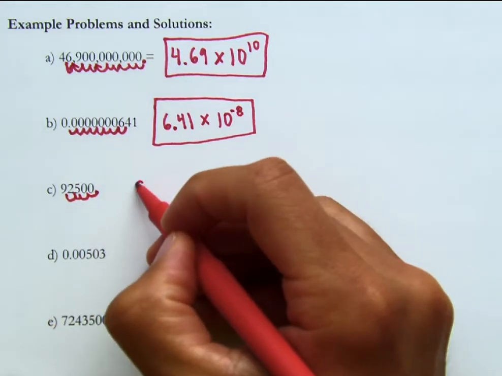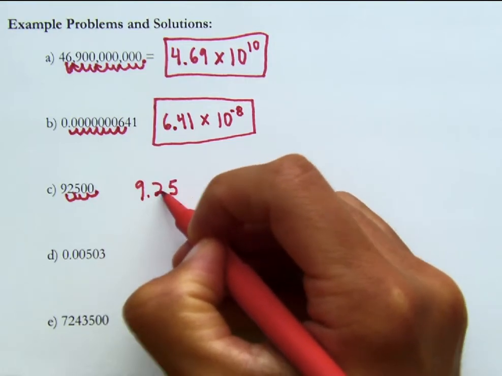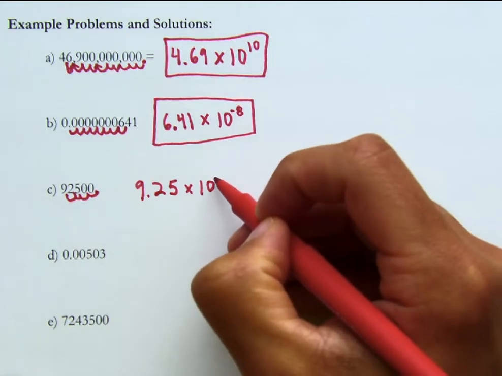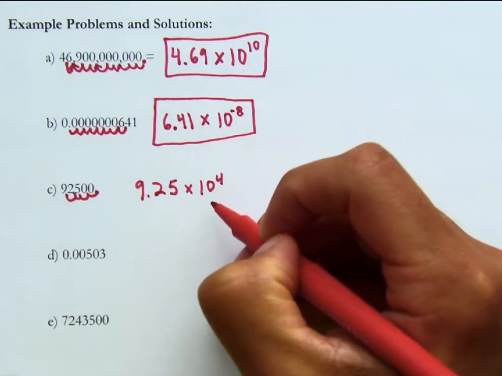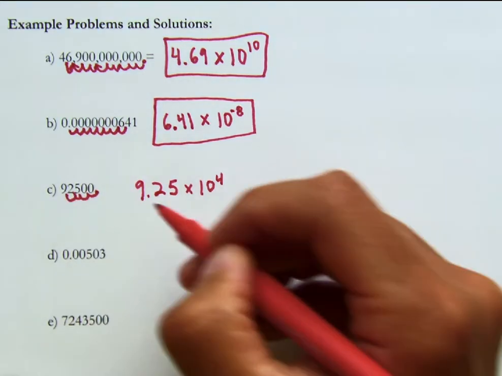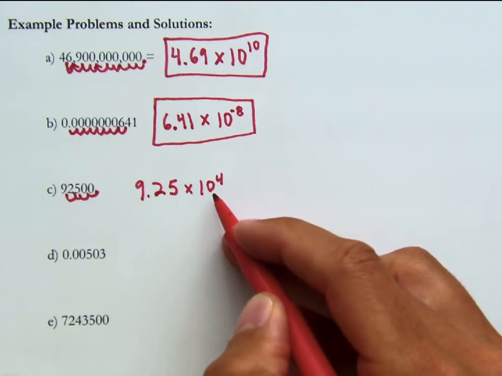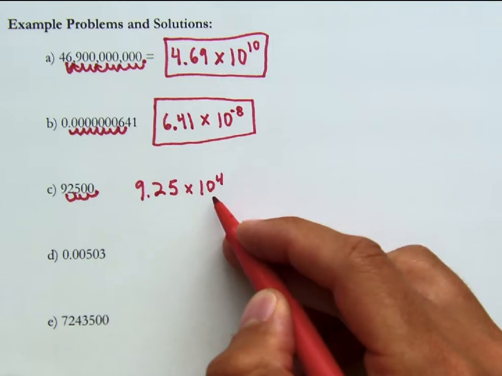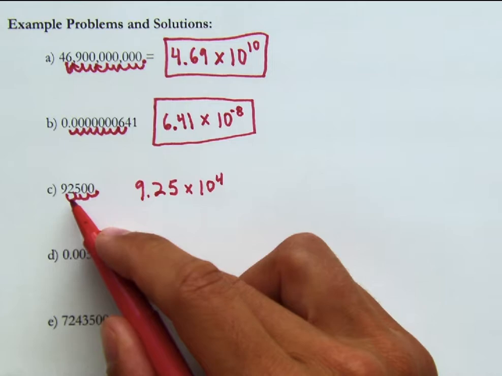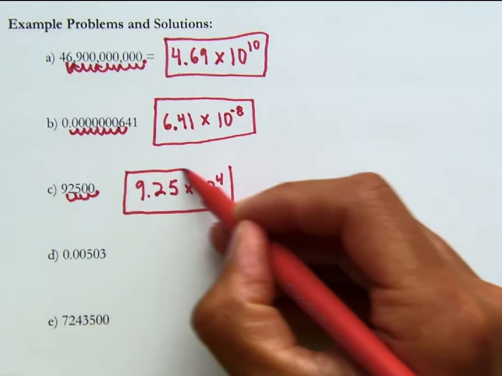And that gives us 9.25 times 10 to the 4. 1, 2, 3, 4. And to think about this, 10 to the 3 is 1,000. 10 to the 4 is 10,000. So if you take 10,000 times 9, you get 90,000, right? This is 92,000. So our answer makes sense.